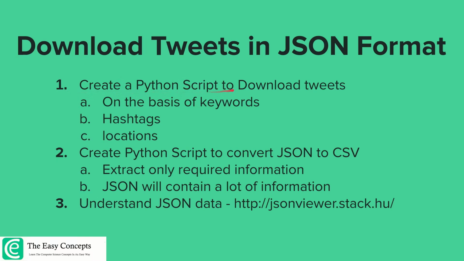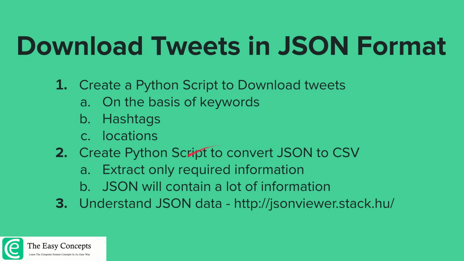First step is to create a Python script to download the tweets, and this script you are going to find on the internet. And using that script, you can download the tweets on the basis of keywords, hashtags, locations, and so on. Right? One thing you have to keep in mind is that you need to use your API keys in this Python script, using which you can download the tweets. Right? And all these tweets will be downloaded in the JSON format. Another step that you have to do is create a Python script to convert the JSON to CSV. And it is used to extract only required information because JSON is going to contain a lot of information, right?